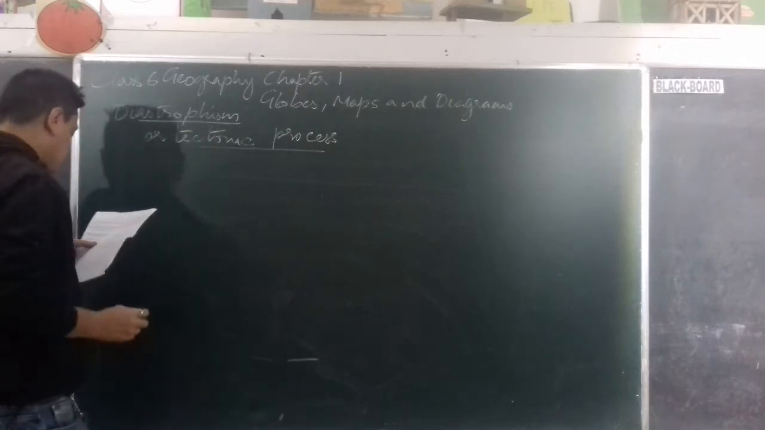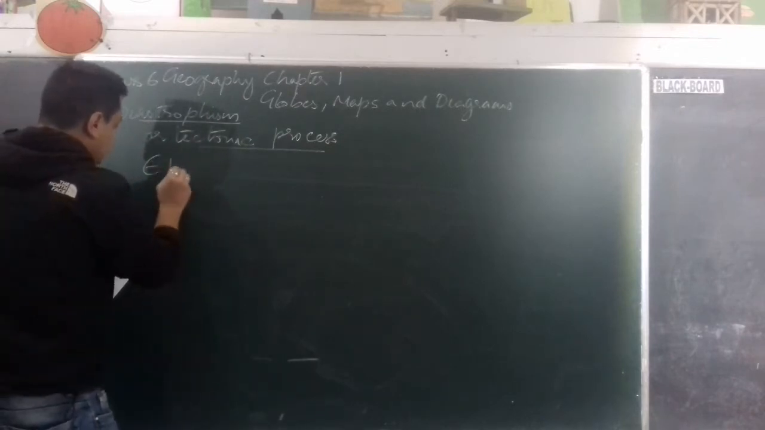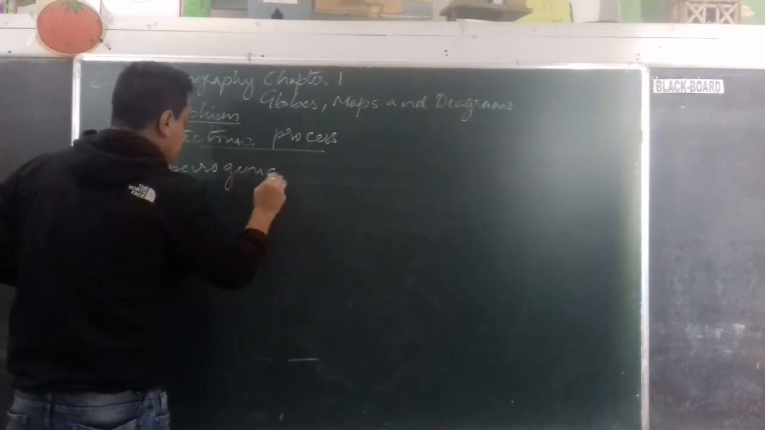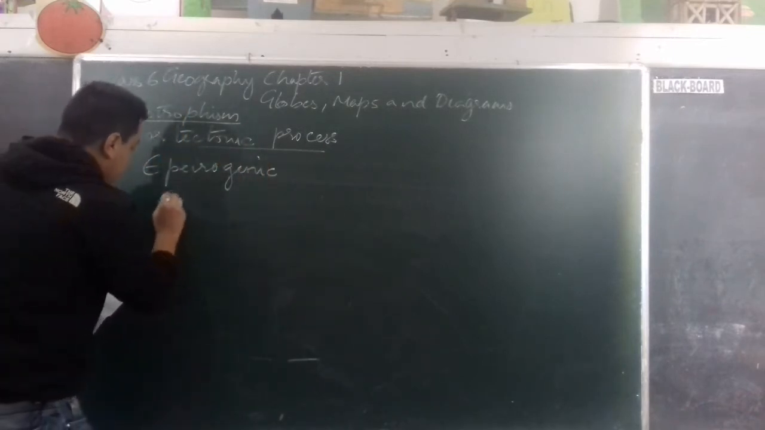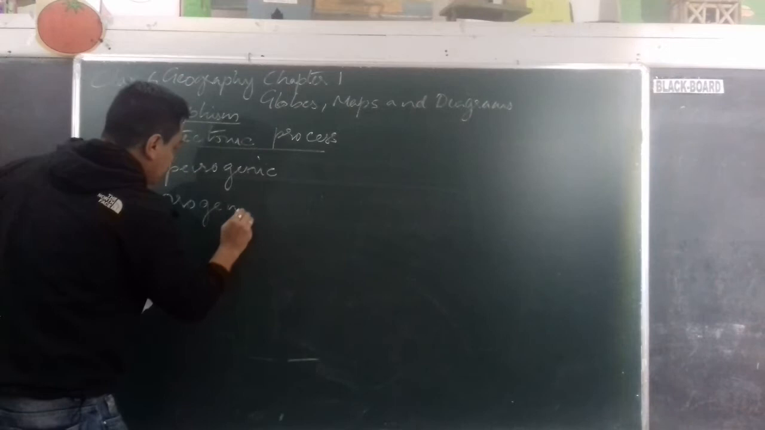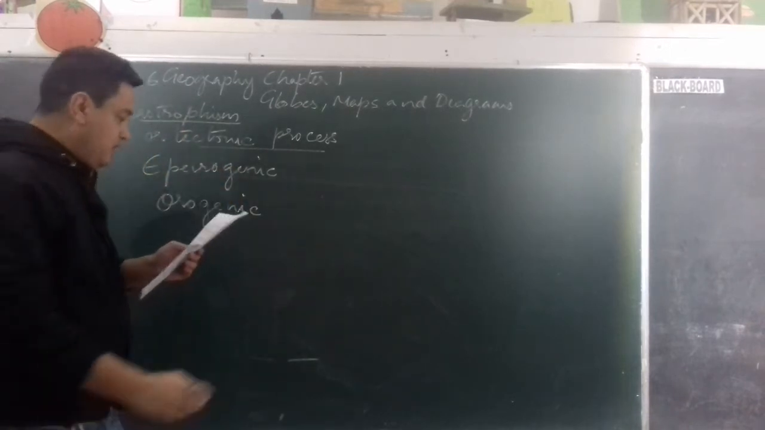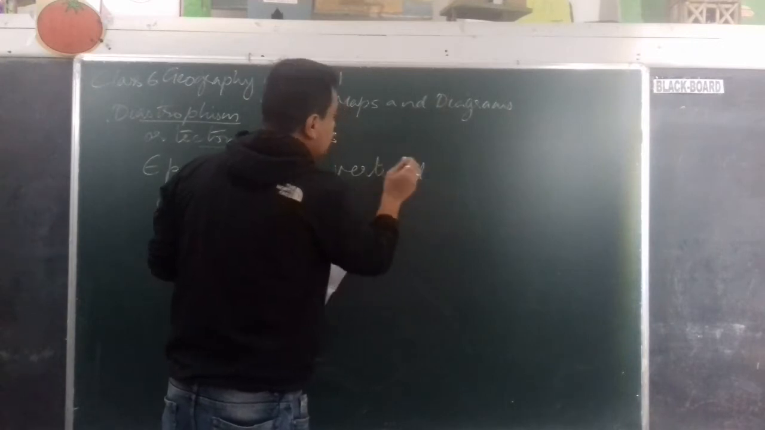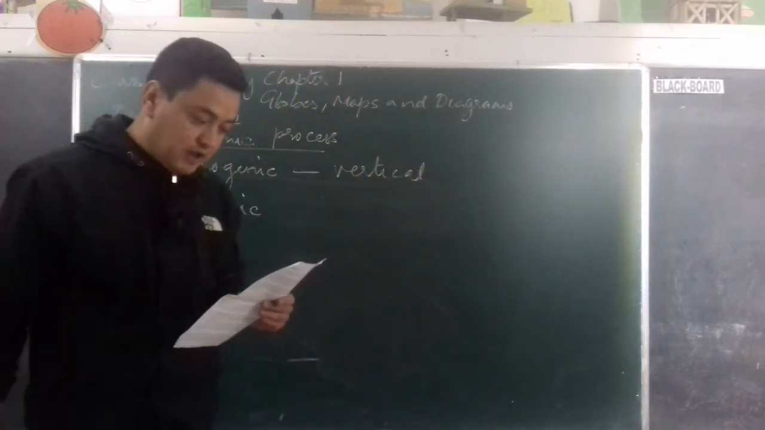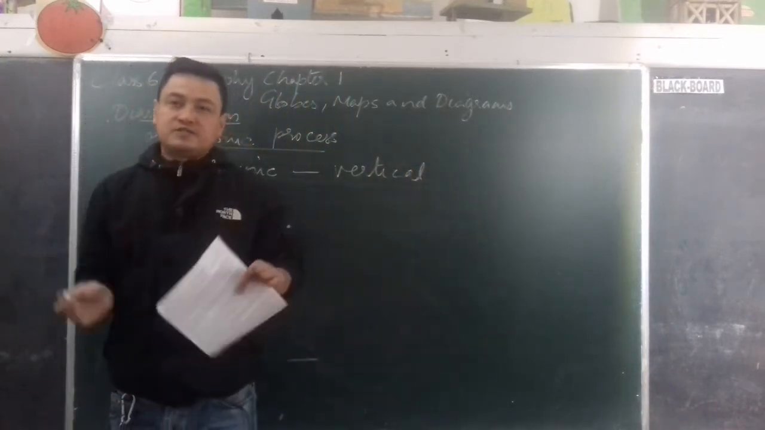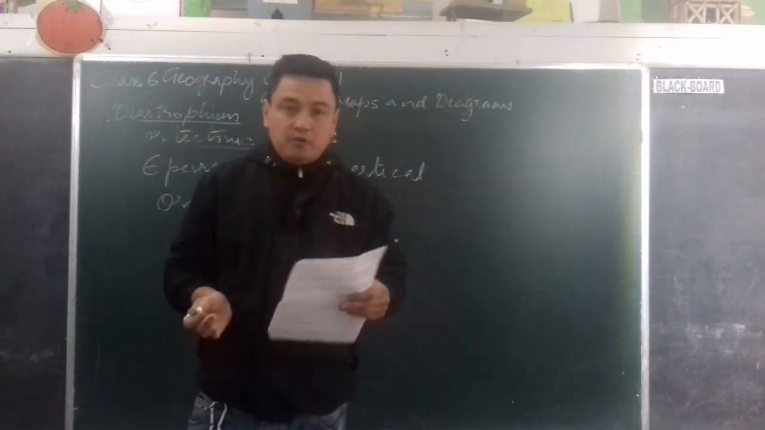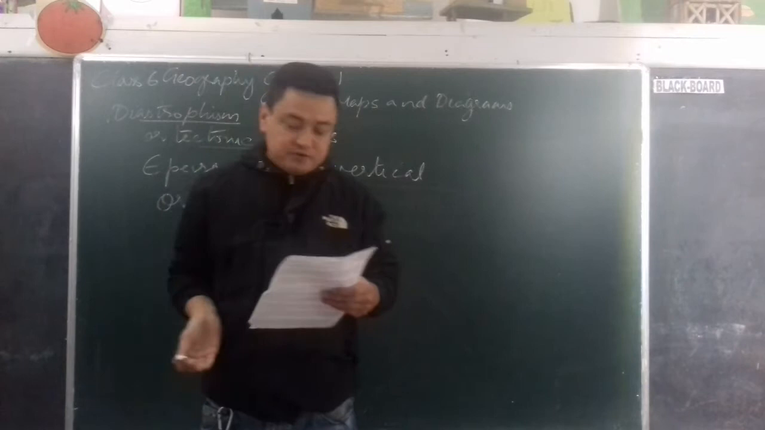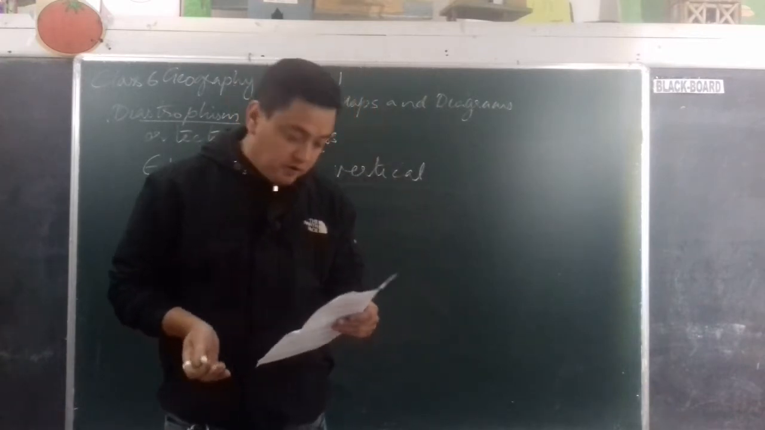There are two types of tectonic processes. The one is epeirogenic, and another one is orogenic. Now epeirogenic is a vertical movement, which we'll study in the third chapter in more detail. It includes sudden and rapid movements, which cause earthquakes, tsunamis, landslides, volcanic eruptions, etc., which make landforms.